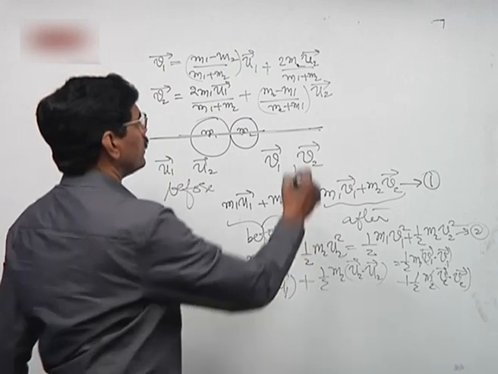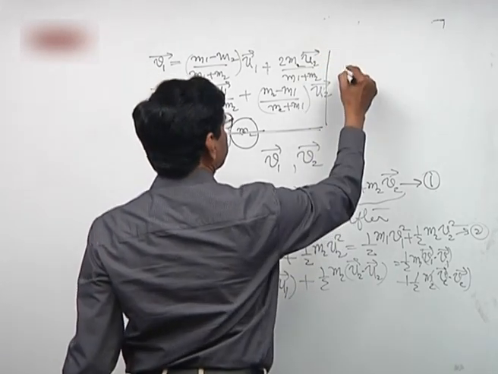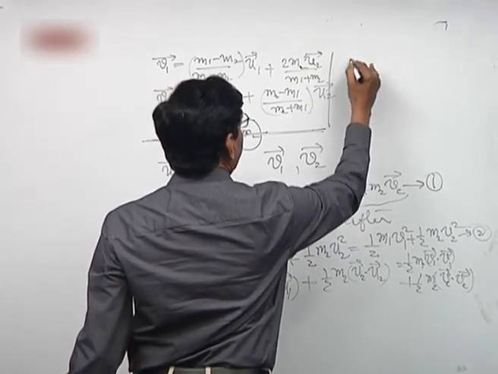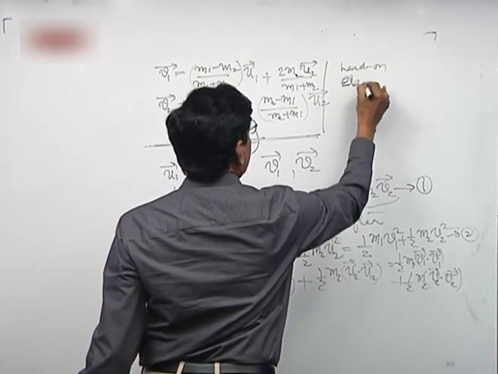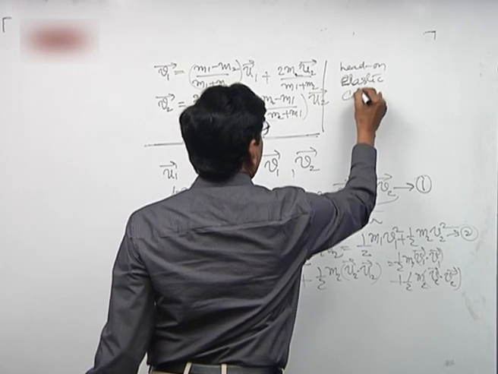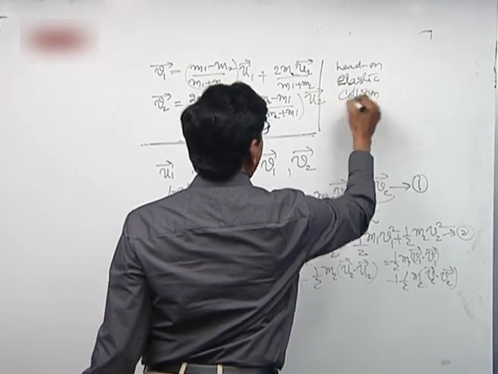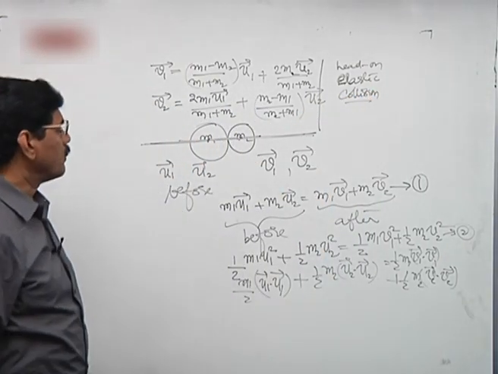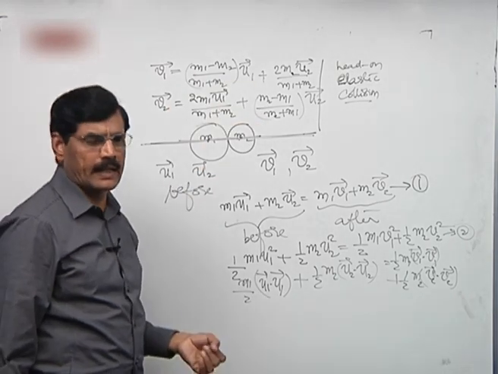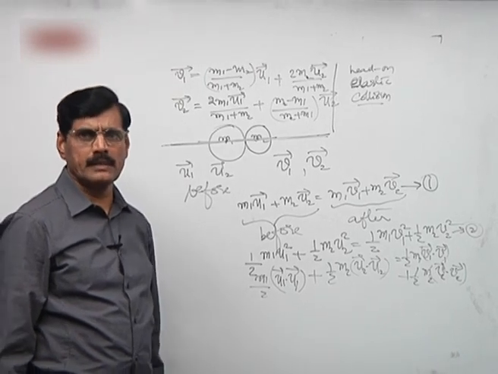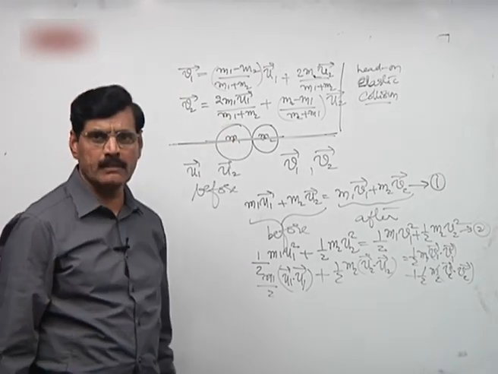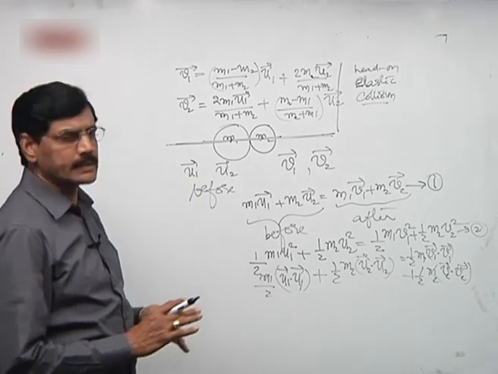In what kind of collision? The collision we have considered is an elastic, head-on collision. In the case of head-on elastic collision, these are the values. Here various cases we can analyze: the masses may be the same, or the masses may be different. That we will consider in the next class.